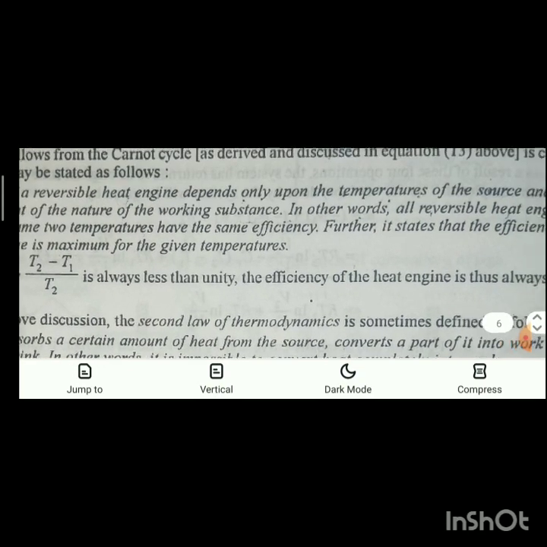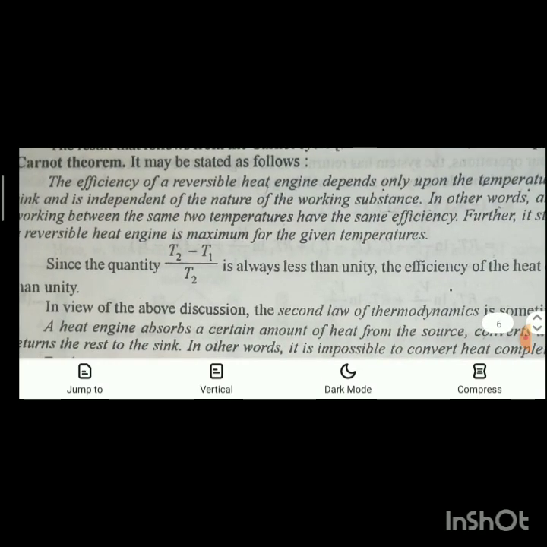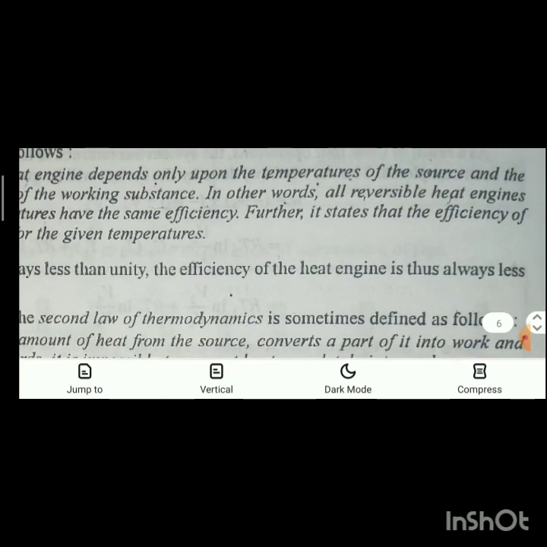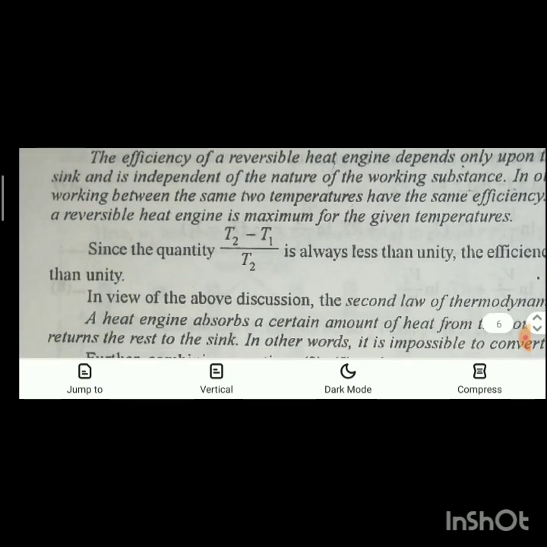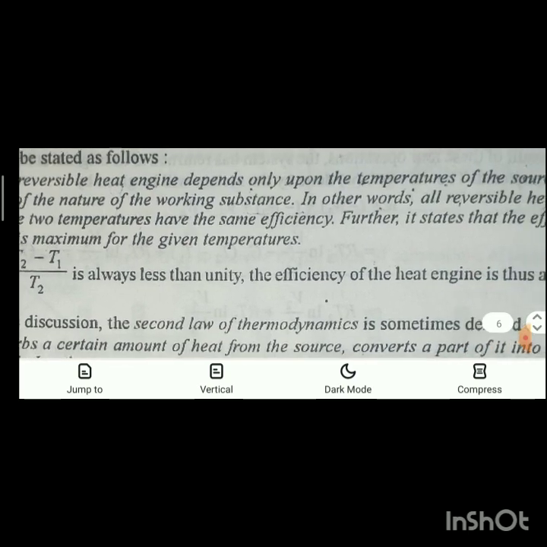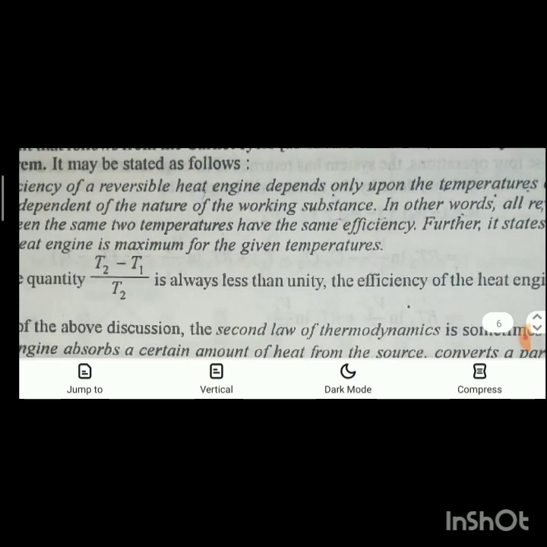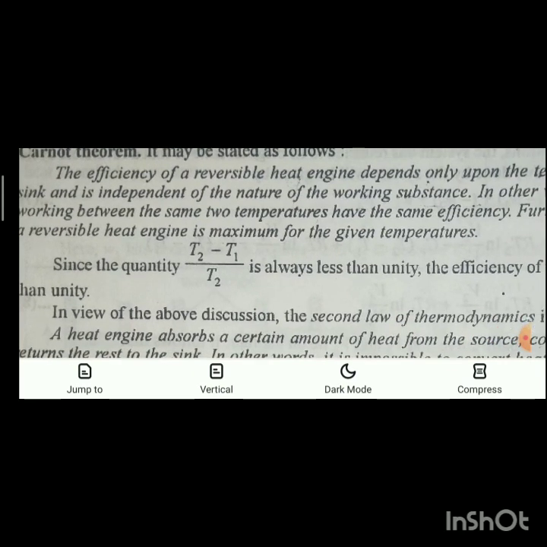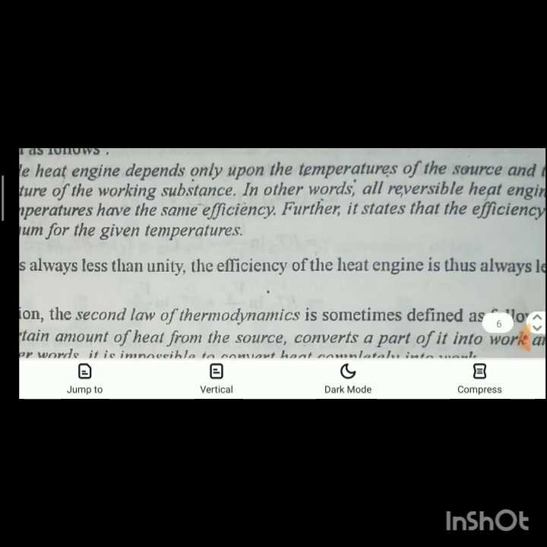It may be stated as follows. The efficiency of a reversible heat engine depends only upon the temperature of the source and the sink and is independent of the nature of the working substance. In other words, all reversible heat engines working between the same two temperatures have the same efficiency. Further, it states that the efficiency of a reversible heat engine is maximum for the given temperatures. Since the quantity (T2 minus T1) upon T2 is always less than unity, the efficiency of the heat engine is thus always less than unity.